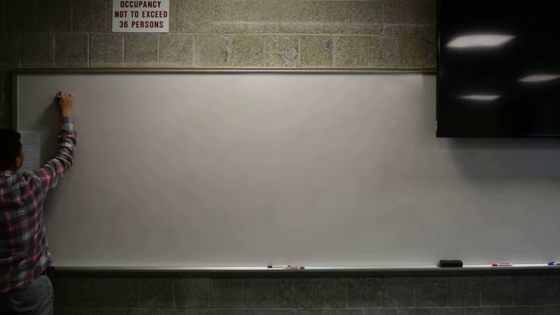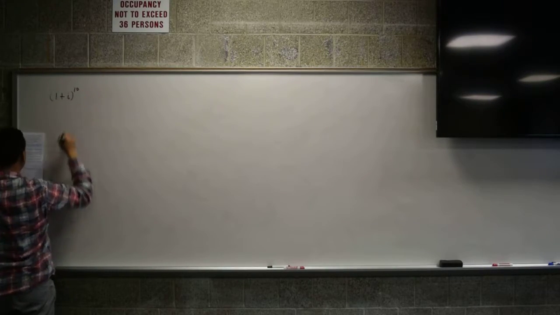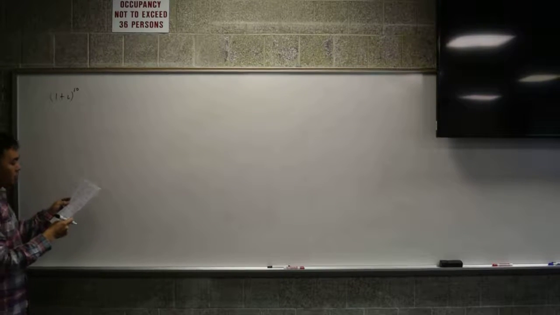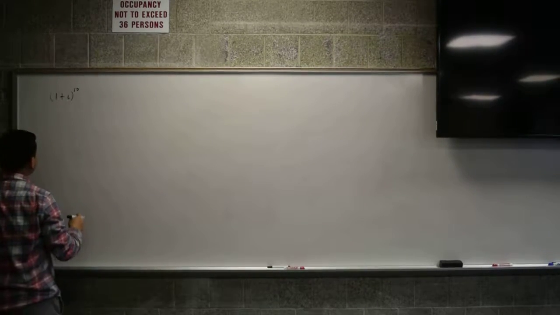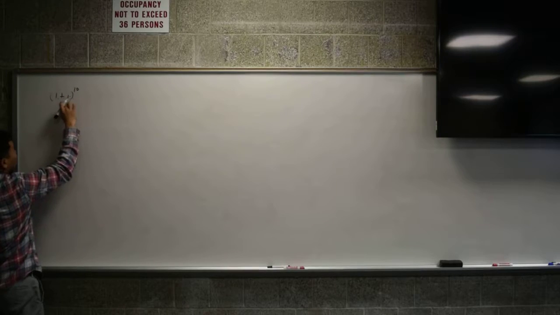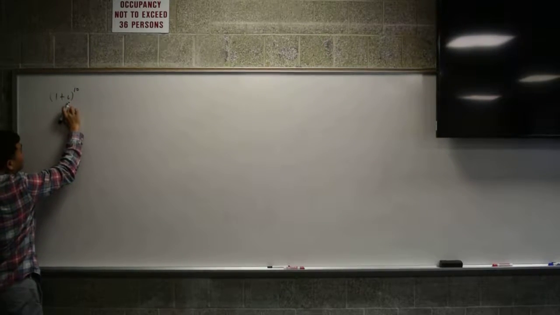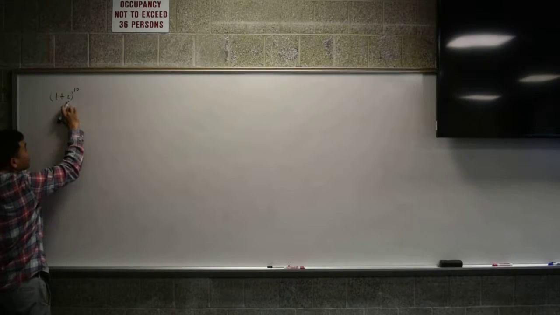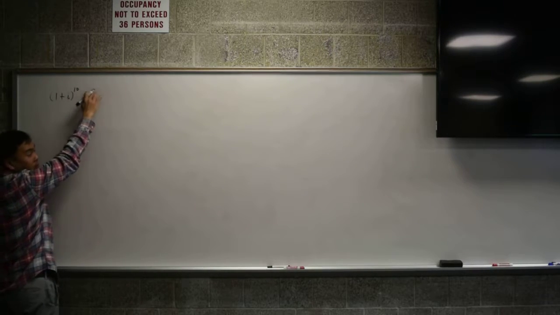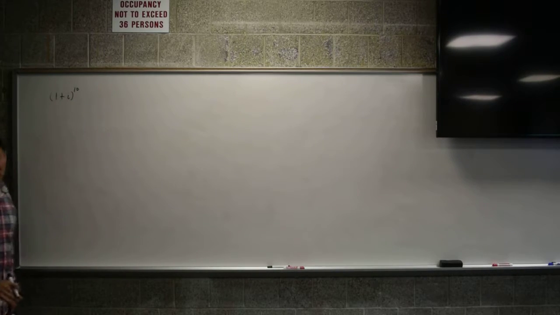Given (1 + i)^10. By using Euler's identity, I'm supposed to change this into Euler form, and then after changing it to the Euler form, take the 10th power, and then write the final answer in rectangular form. That's the question. Let's see how that's done.